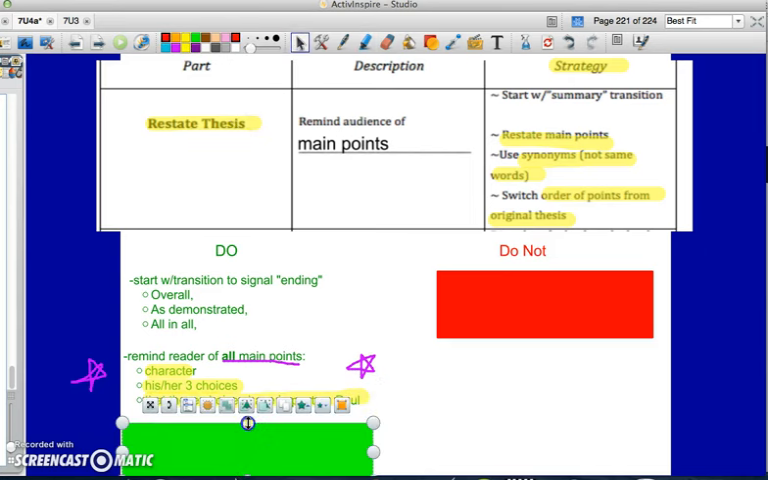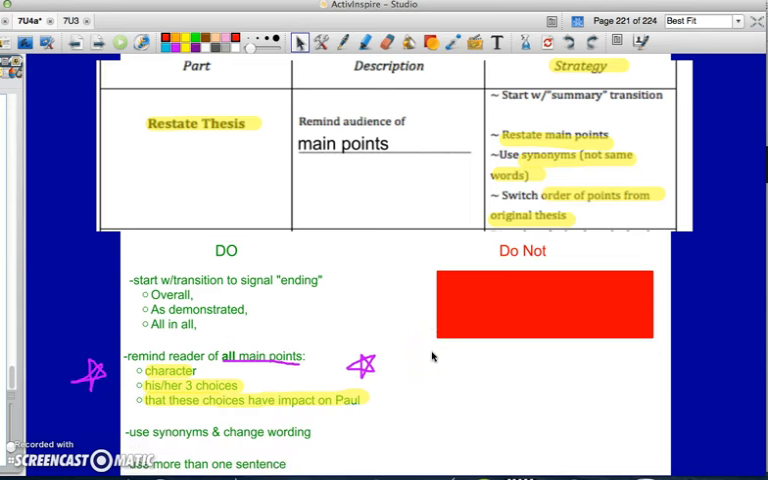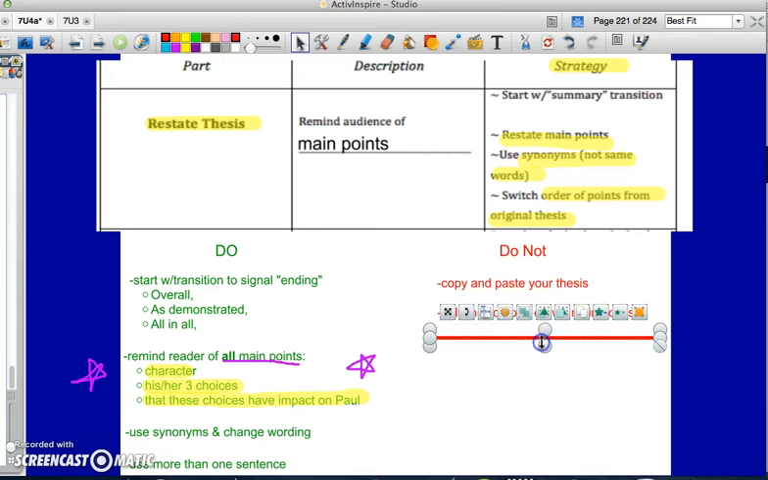Two more things to do for your restatement. Do, again, use synonyms and change around the wording. Last but not least, do not be afraid to use more than one sentence to restate your ideas. Maybe you might restate the character and his or her choices in one sentence and then talk about the impacts on Paul in another. So, some concise do nots. Do not copy and paste your thesis, and don't forget to include one of these points. So don't only include one or two main points.